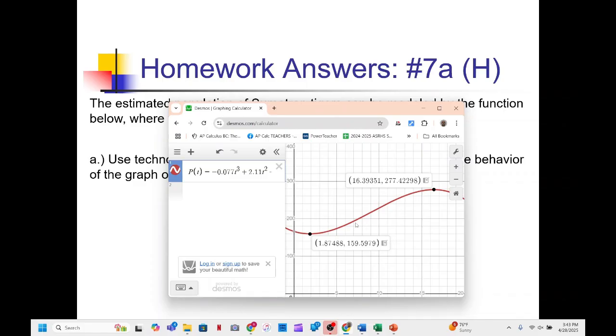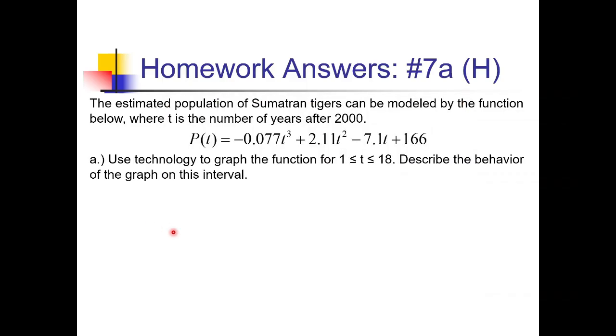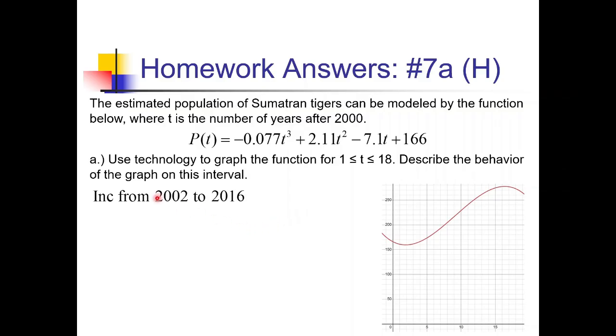It looks like this function is increasing from roughly 2 to 16. So here's our graph. So from 2002 to 2016 would be our increasing interval. That's a lot of time the Sumatran tigers are happily growing as a population. But then we had some other times, for example, between 2001 and 2002, and also after 2016 to 2018, where they were declining.